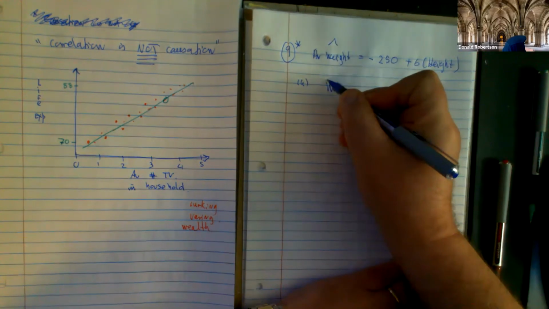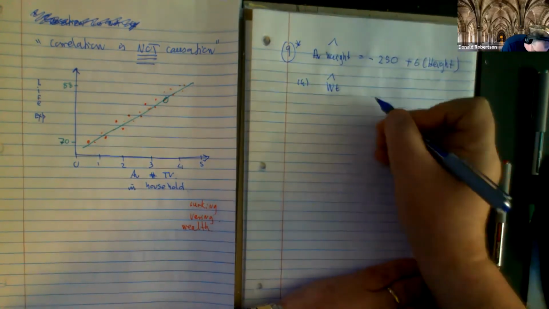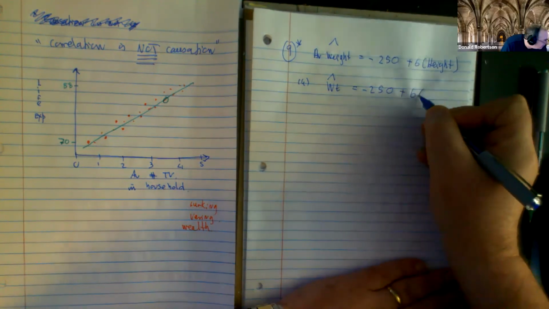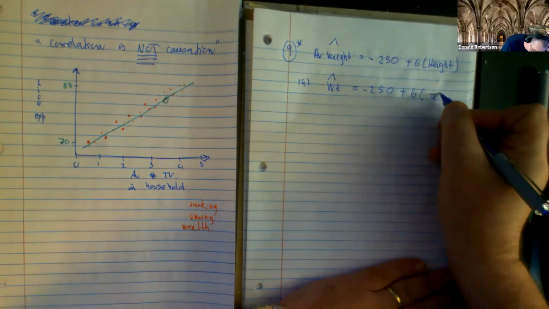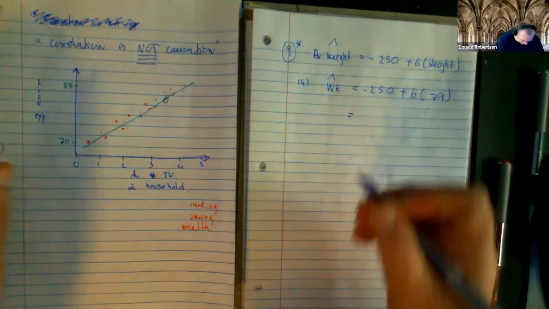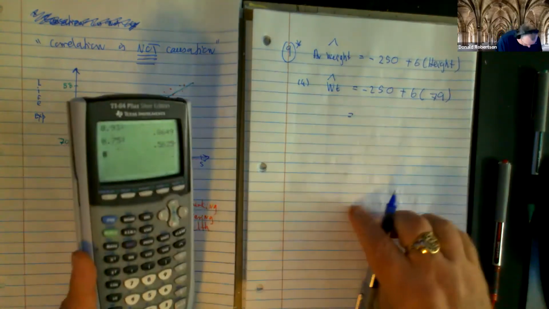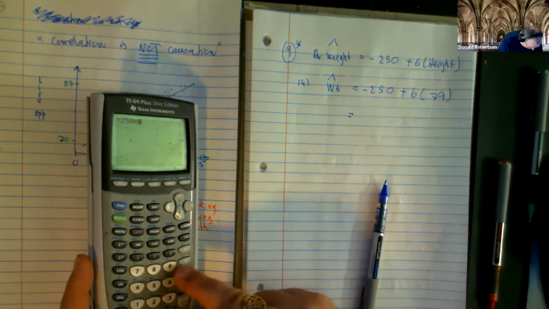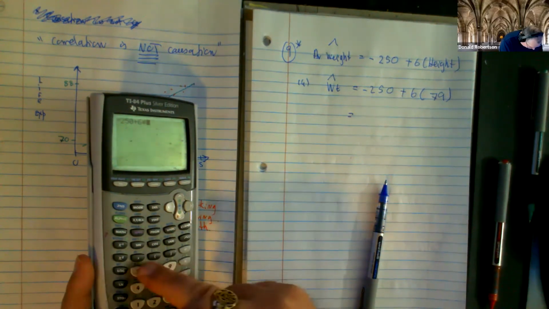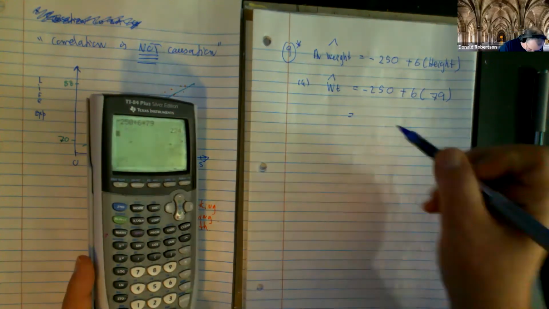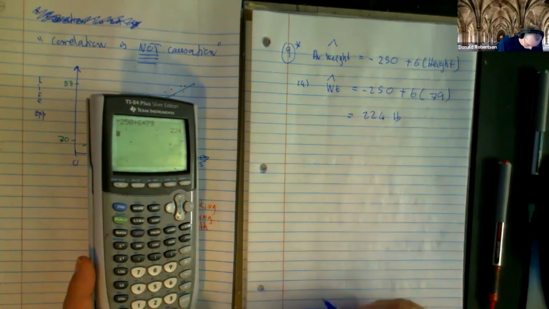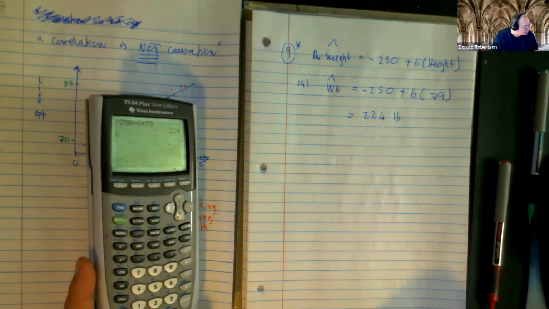So the predicted weight, because I don't have to write that all the time, is negative 250 plus 6 times the guy's height, which is 79 inches. So I'll go to my calculator and I'll do negative 250 and I'll add 6 times 79. And according to this, he would probably weigh about 224 pounds.